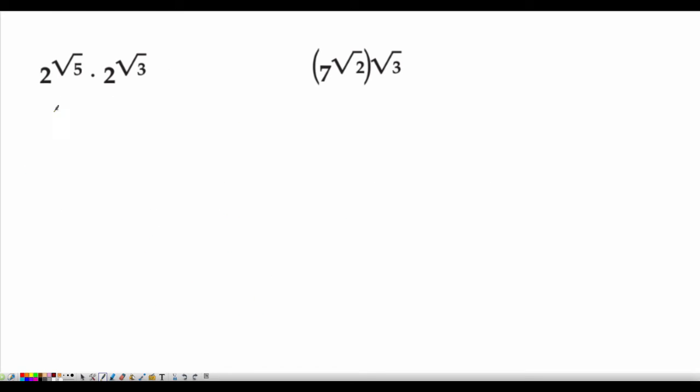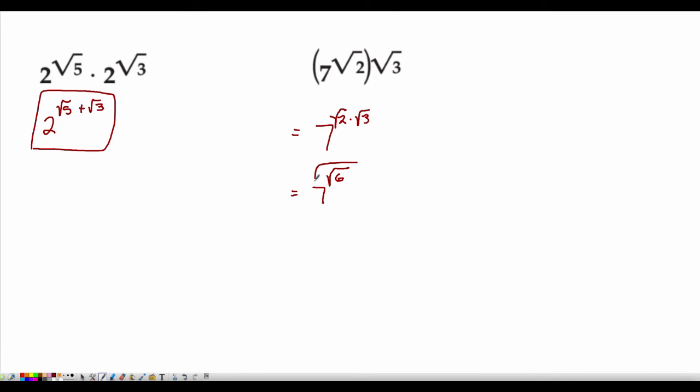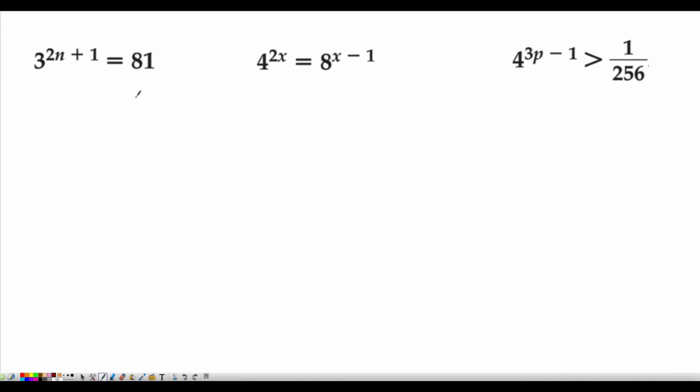Okay. Now we're adding exponents because we have a product of powers with a common base. So you add the exponents. You cannot simplify this, so that's my answer. The square root of 3 plus the square root of 5. Here we're going to multiply the radicals, and when you multiply the radicals, I get a radical. So I get 7 times the square root of 6, and that's going to be my answer.